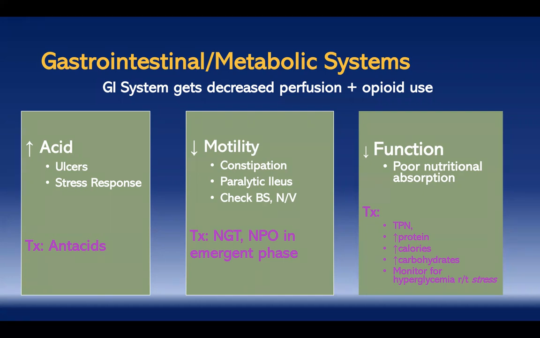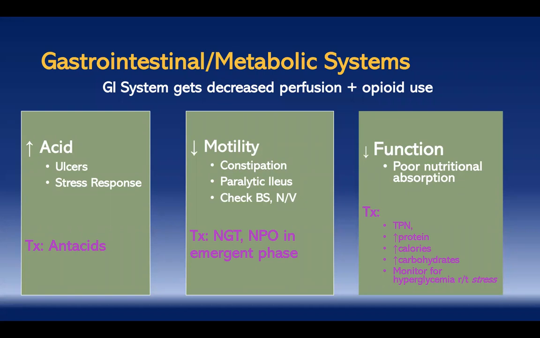And then the last thing we're going to notice is decreased function. And by that, I mean poor nutritional absorption. So even if they are fed, their body is so busy trying to heal that it's not going to absorb the nutrients very well. So these patients may need to be on total parenteral nutrition. That's basically like a formula that's put directly into the IV and bypasses the gut altogether. And their nutritional needs are going to be high calorie, high protein, high carbohydrates.